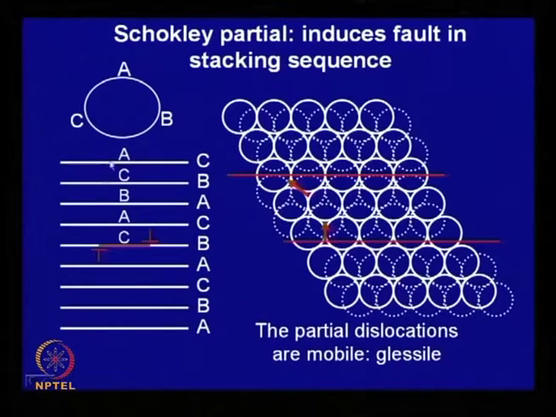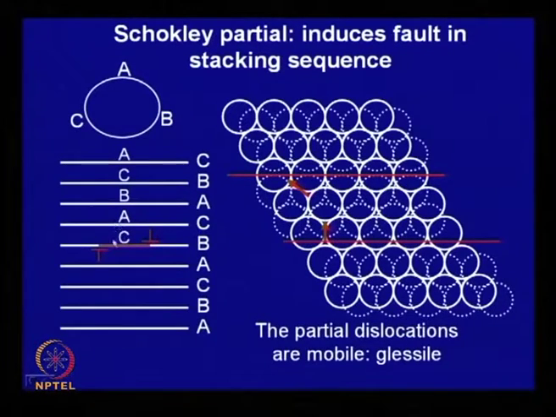So, if this part of the crystal has undergone that kind of a partial movement, displacement, this becomes C, this is A, this is B, this is C. So now, you look at the stacking sequence. Here it is A, B, C, A, B, C. But look at across this, what do you have? C, A, C, A, which is something like a part is repeating like a hexagonal stacking.